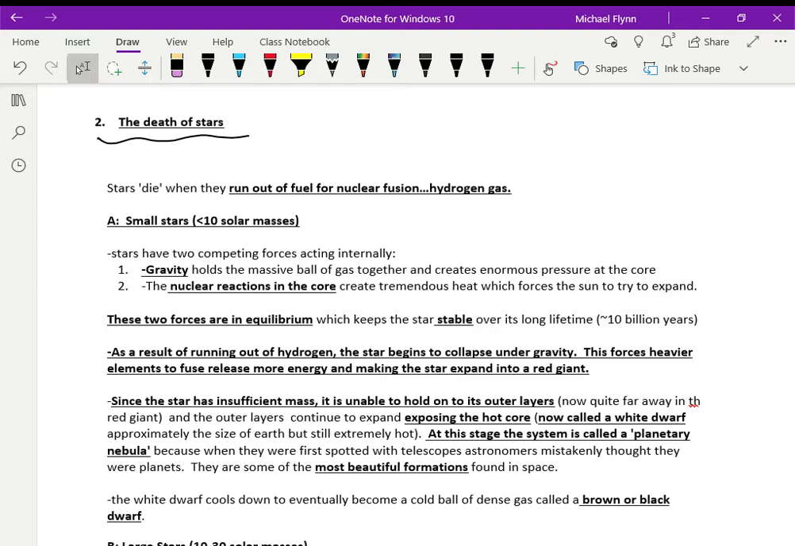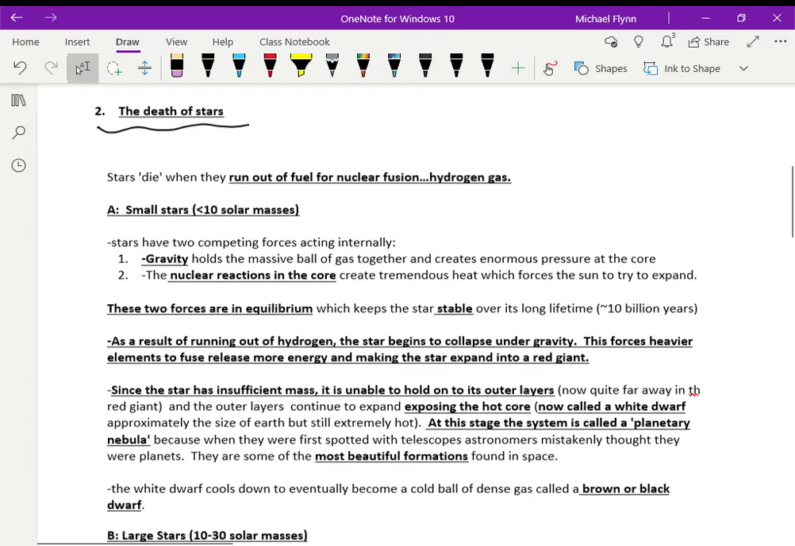So our sun right now is middle-aged. There's gravity pulling it in, there's nuclear fusion pushing it out, and those two forces are balanced right now. And so the star is stable and it keeps its shape, okay? Now that's what I was saying here.